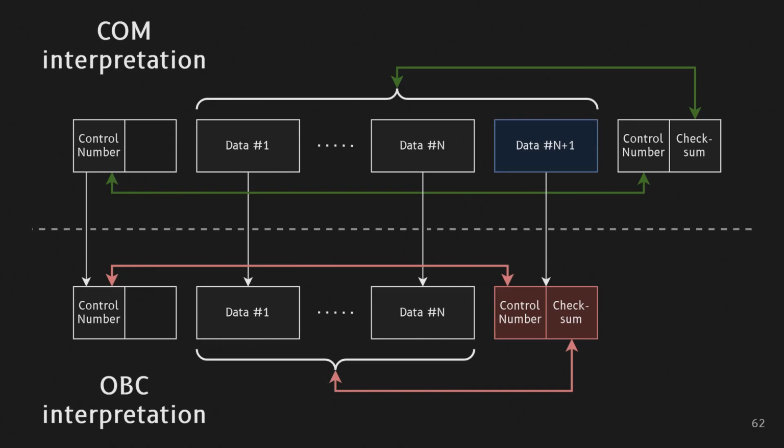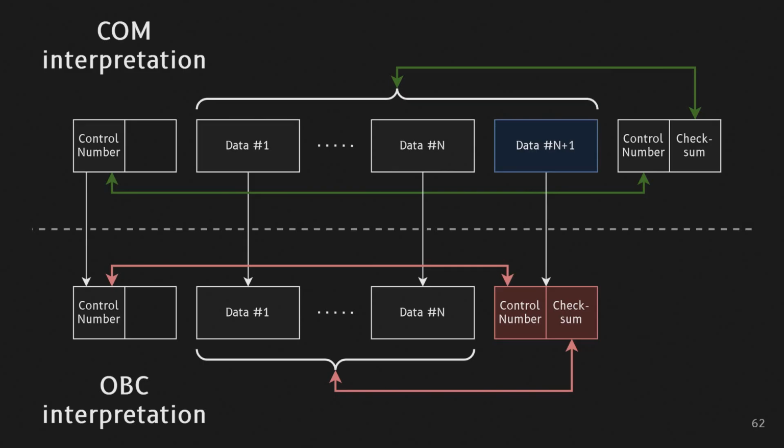And the stop message contains that control number again, and that's compared to make sure that you didn't have 2 transactions clashing on top of each other. And you also have a checksum over all the data that was sent in that transaction. The problem is the COM system added an additional data message.